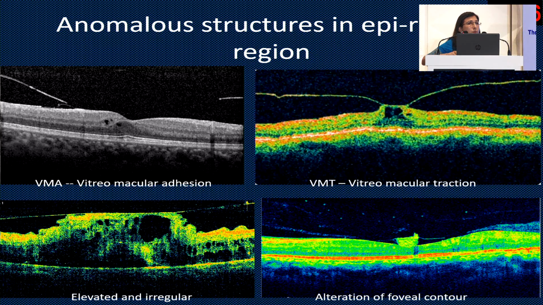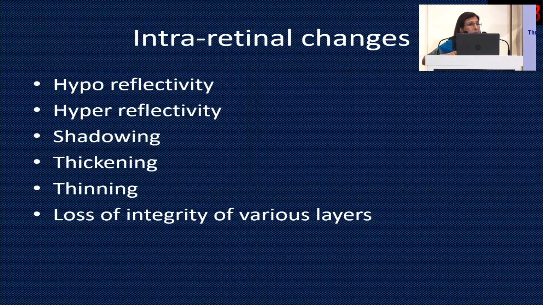Sometimes abnormal structures present near the fovea may lead to alteration. Now this particular patient actually had an NVE very close to the fovea. So this was showing in the OCT macula like this.